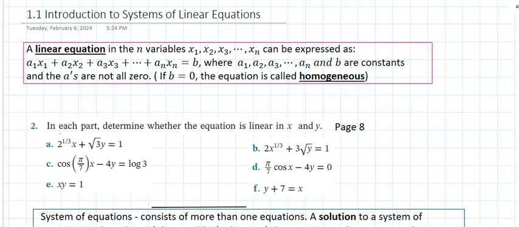Section 1.1 talks about introduction to systems of linear equations. So we want to set up a few terms and follow up on certain forms of equations of lines, or systems of equations of lines. So a linear equation in n variables, that is x1, x2, x3, all the way to x, y, z. You're used to those.